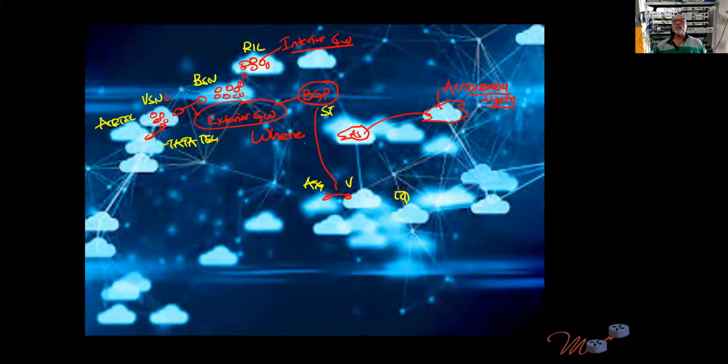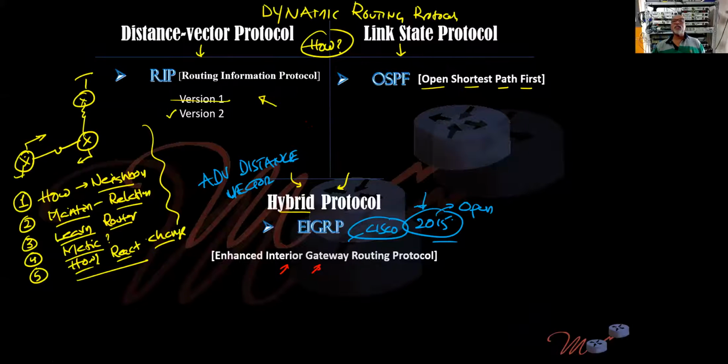Between two autonomous systems, you need BGP. Within the autonomous system, you need Interior Gateway Protocols. So these are Interior Gateway Protocols. All these are Interior Gateway Protocols. This one, this one, this one are Interior Gateway Protocols. They work within the autonomous system.